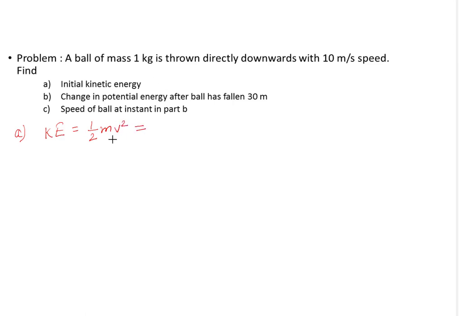So for the initial kinetic energy, we have to take the initial velocity or initial speed. So this is half m, that is the mass. The mass of the ball is 1, into v square. v is the initial speed, which is 10, correct? So basically 10 square. On solving, the initial kinetic energy is 50 joules. Correct, students? Now let's look at part B.